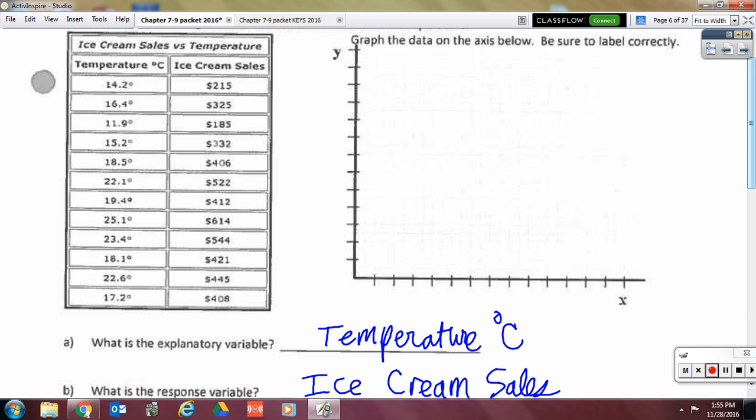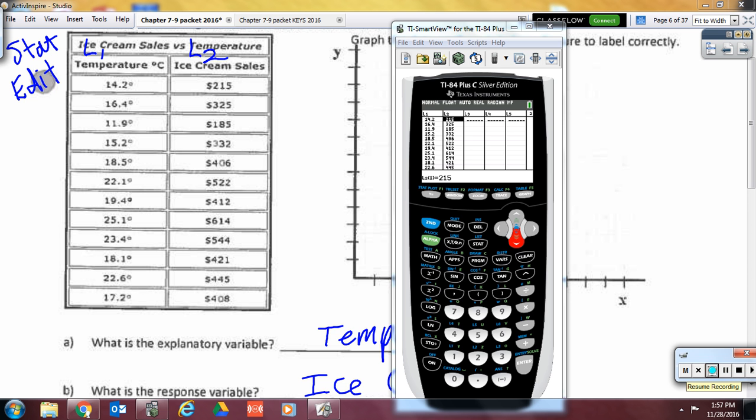Here are the steps. You're going to put these into stat edit in your calculator. Yep, so write this down. Stat edit. You're going to put your x variable into list 1, which is temperature, and your y variable into list 2, which is ice cream sales. So take a moment and put those values in now. After your data is in there, we're going to calculate the equation of the line.